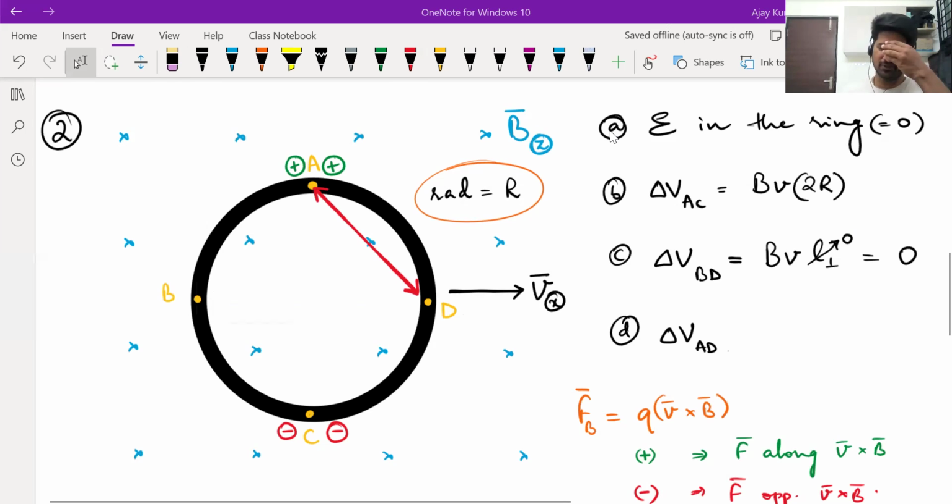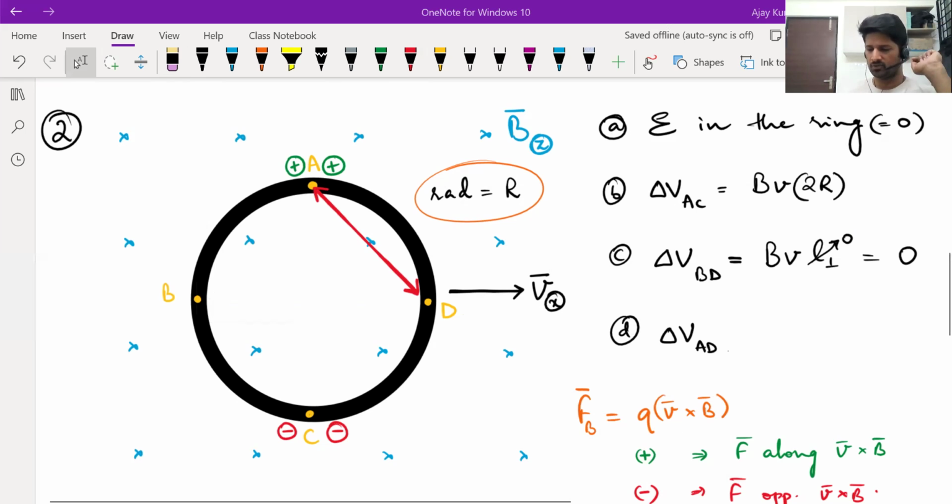Okay. Rishi, unmute yourself. We'll discuss. Yes, sir. What are you asked to calculate? The potential difference between A and D. The potential difference arises because a conductor is moving in a magnetic field. So we are talking about motional EMF.